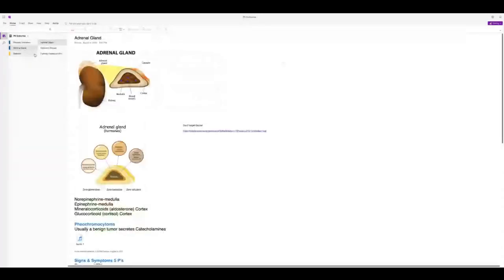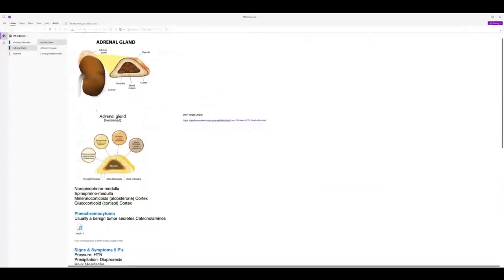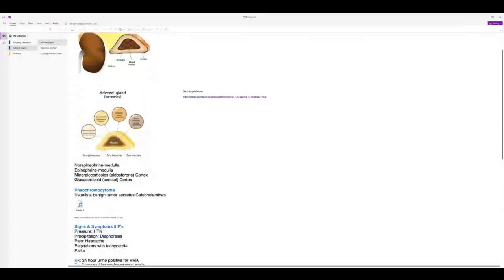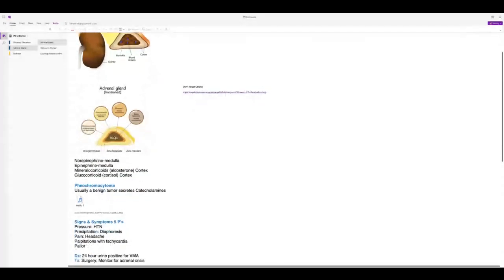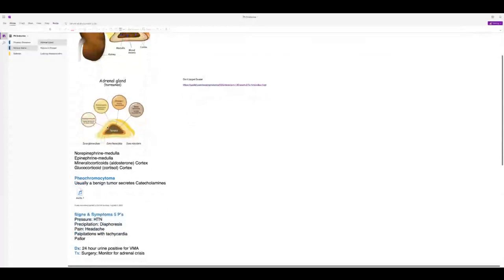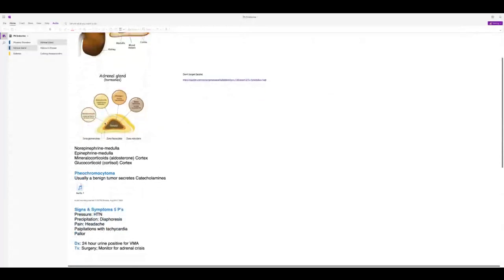Just a few things with the adrenal glands. So the adrenal glands sit on top of the kidneys, okay? And they secrete catecholamines, which is norepinephrine, in the medulla, right here, and epinephrine. And then in the cortex, and that's this right here, that's where the steroids are. So you have two types of steroids. You have the mineralocorticoids, so that's your aldosterone, and the glucocorticoids, so that's cortisol.